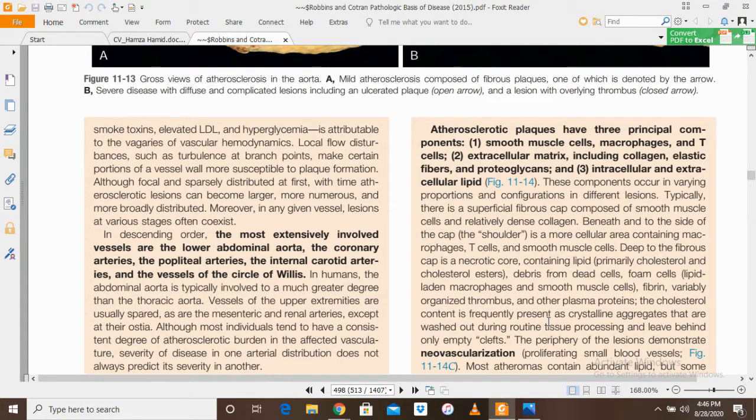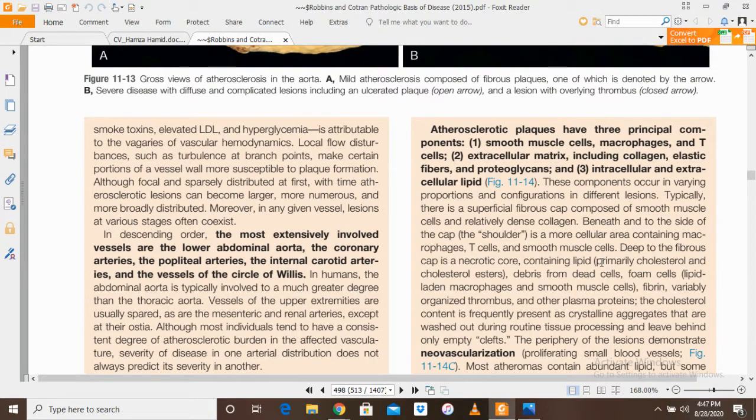Atherosclerotic plaque basically has two parts: the central necrotic core, which is composed of lipid and lipid-filled macrophages called foam cells, and the dead cells and debris. Then over the necrotic core there is a fibrous cap, which is composed of smooth muscle cells and extracellular matrix. On the edges, there is a shoulder of the cap. The shoulder of a cap is a more cellular area which contains macrophages, T cells, and smooth muscle cells. No lipid is present on the shoulder area.